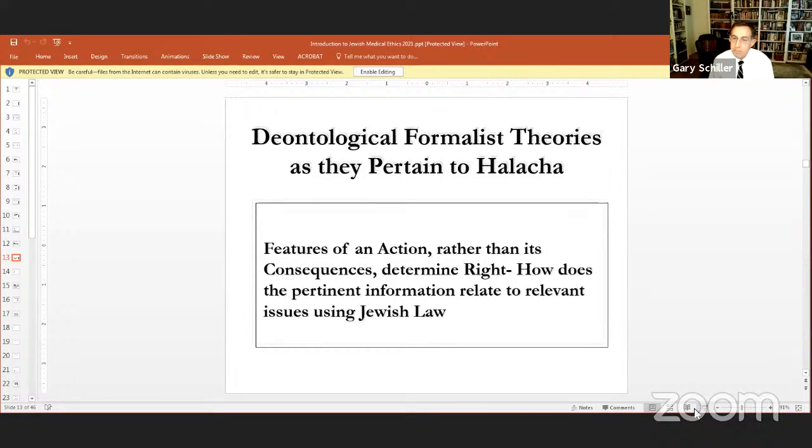But what they never mention to a student is sanctity of life. And when I talked about this with Rabbi Nanas when we were preparing this, she said, well, that doesn't make sense.